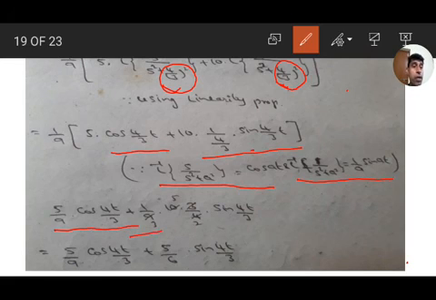1 by 9 into 10 into this 4 by 3 will be reciprocal, 3 by 4 sin 4t by 3. 3 3s are 9, 2 2s are 4, and 2 5s are 10. So simplification, we get 5 by 9 cos 4t by 3 plus 5 by 6 sin 4t by 3. This is the answer.